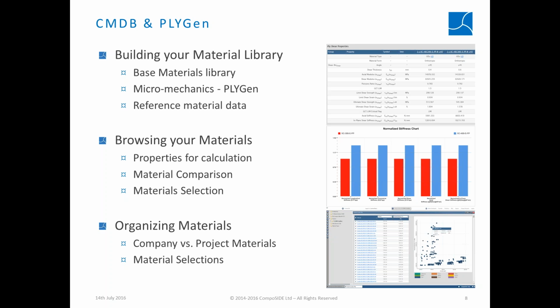CMDB acts as a central storage place for materials. It allows you to store all your properties for calculation, perform material comparison via, for example, normalization charts, or material selection through scatter plots and further refinements, such as searching a material by specific properties. The materials are organized as a central company library, and then you can shortlist the materials you want to use in your own project in order to work with just a subset of those. You may have thousands of materials used across a large company, but you will only see a subset of those in the active project.